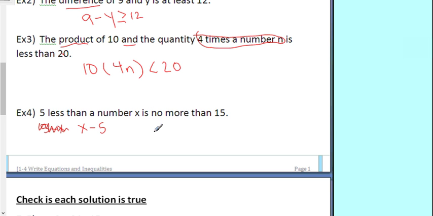Is no more than 15. Okay, so I know 15's over here, but what sign do I use? Well, I could scroll up to the top and just cheat real quick, or I could use common sense. Cookie math once again. Get no more than 15 cookies. Can you get 15 cookies? Yes, you can get 15, so it can be equal to that. Can you get 14 cookies? Is that no more than 15? Yes, so it can be less than that. Less than or equal to 15. And there you have it.